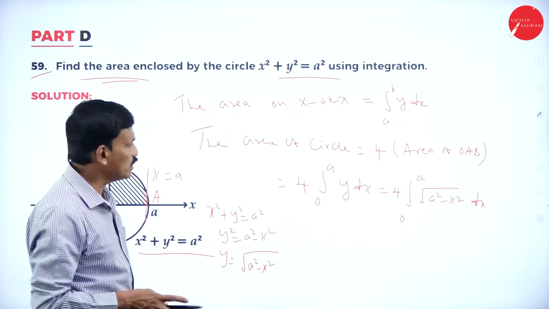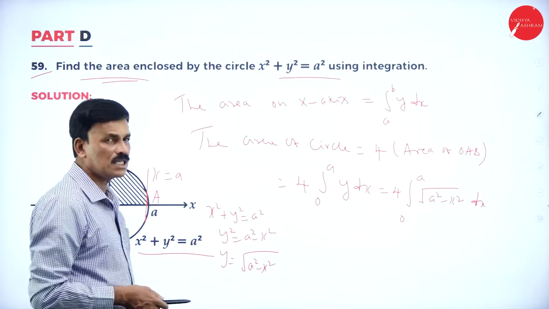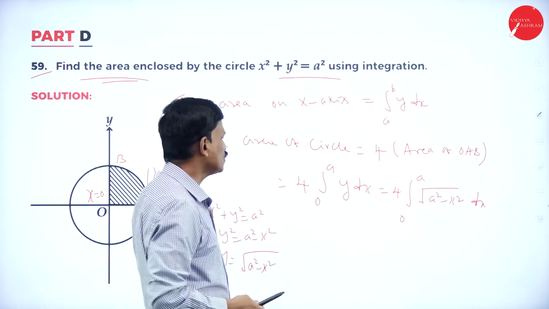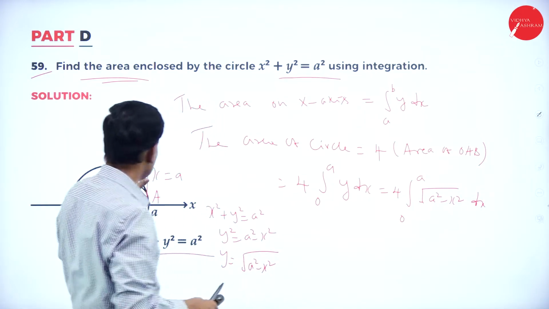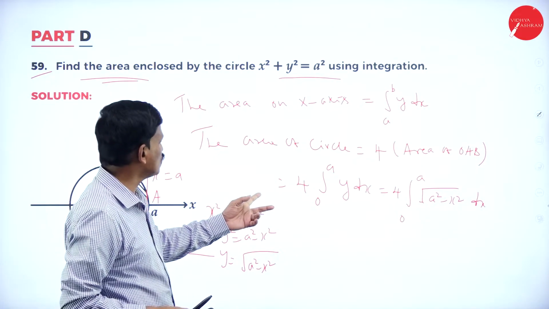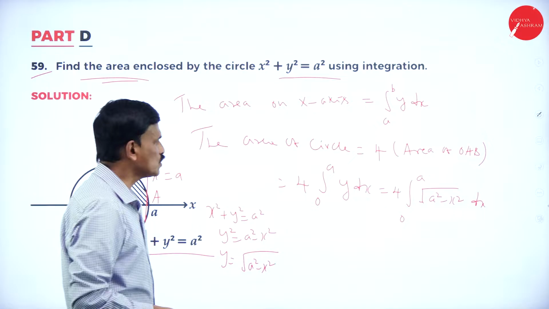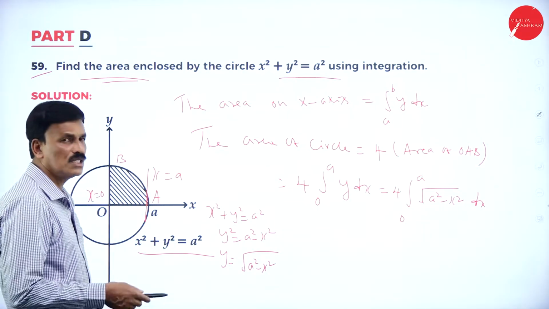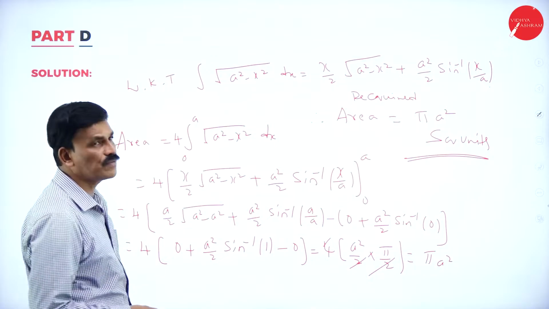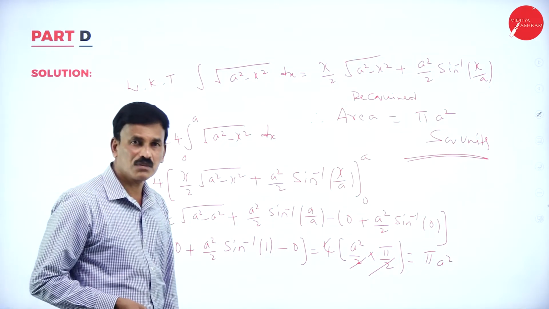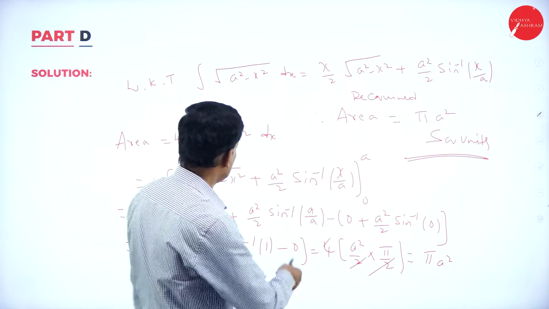Now I will explain once again. The area of a circle is given by integral 0 to a y dx. Let us find out the area of one sector and multiply by 4. Therefore, the required area is equal to 4 times integral 0 to a y dx. What is y? y is equal to root of a square minus x square. Since we know the standard result for integral root of a square minus x square dx is x by 2 into root of a square minus x square plus a square by 2 sine inverse of x by a.